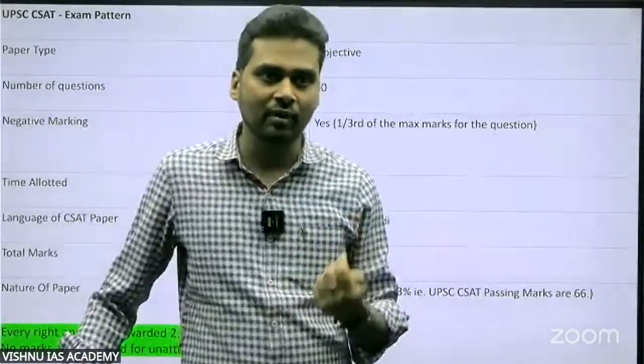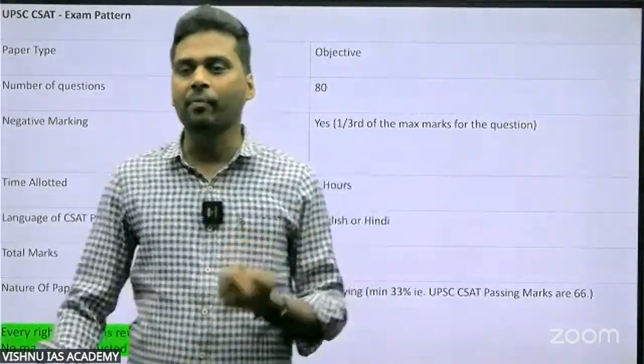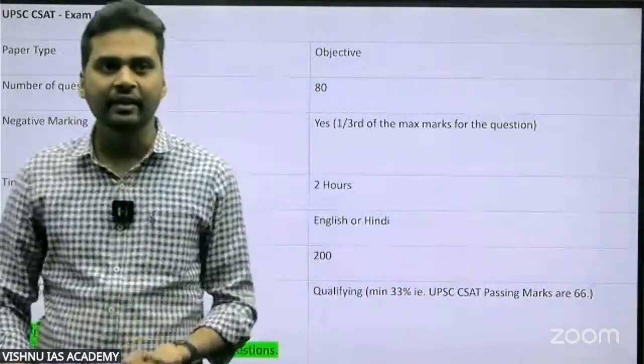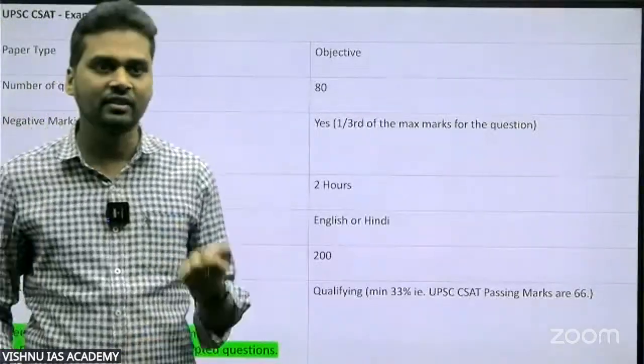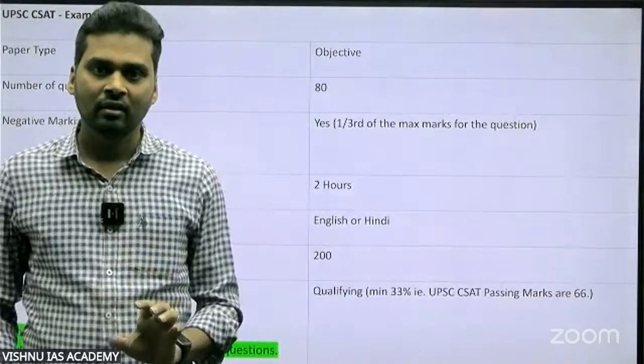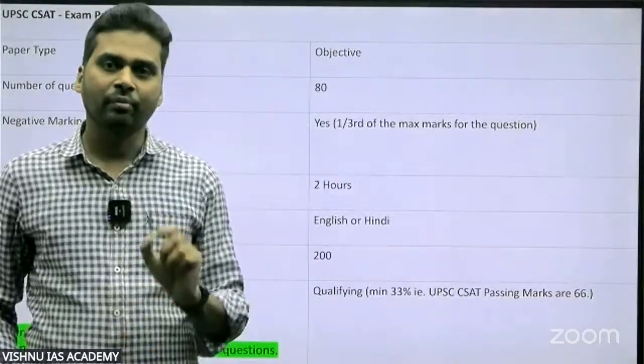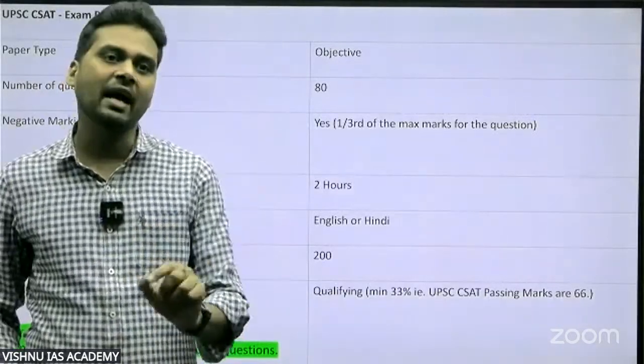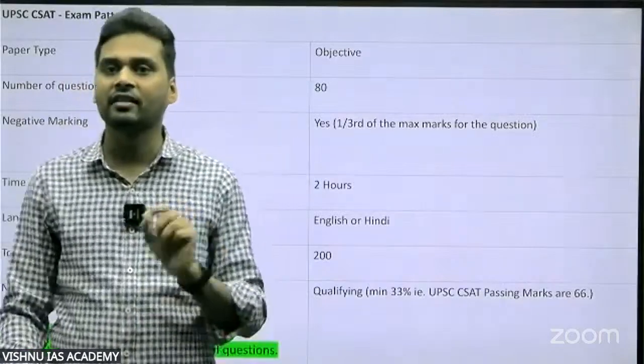2 hours, which means 120 questions. And the most important point in CSAT is that it is a qualifying paper. It is just simply a qualifying paper. So what is that qualifying mark? 66, because it is 33% of the maximum marks. The qualifying mark is 33%.